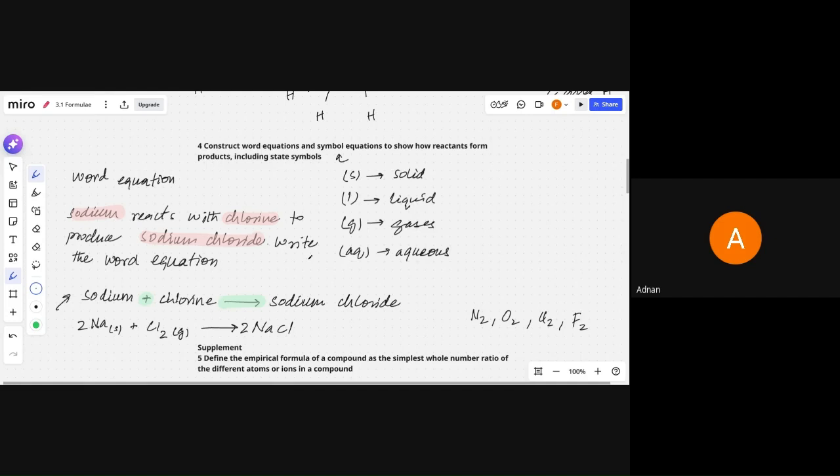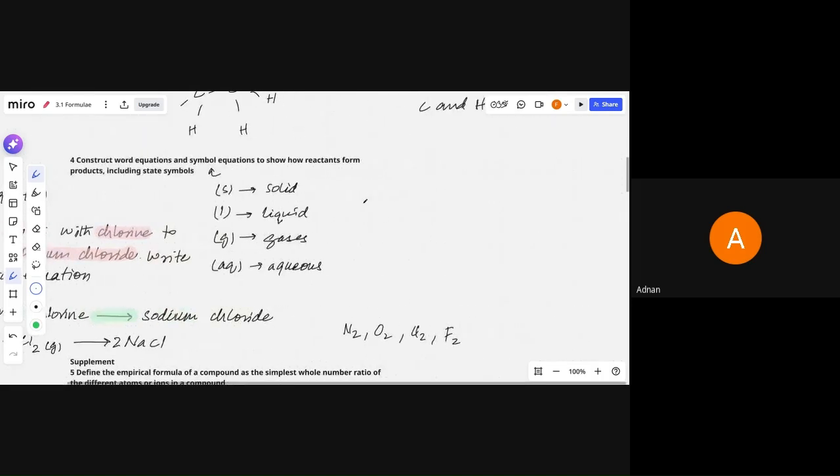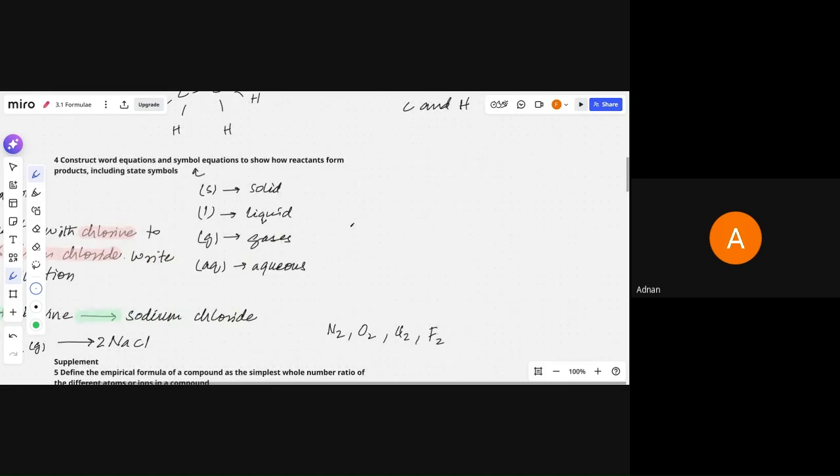Aqueous, for example, for aqueous, let me write aqueous equation. I think we can practice another equation. So let's say the question says that we have hydrochloric acid reacting with sodium hydroxide. So the formula for hydrochloric acid is HCl, which is found in aqueous state.